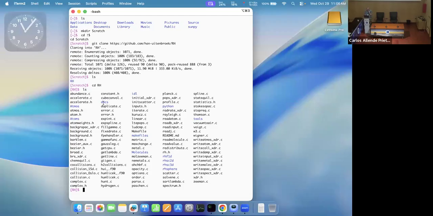There are some docs. There's the very simple manual that you shouldn't read anymore. There's the Python routines, the IDL routines should be here. Yes, here. And there's the directory with tools.